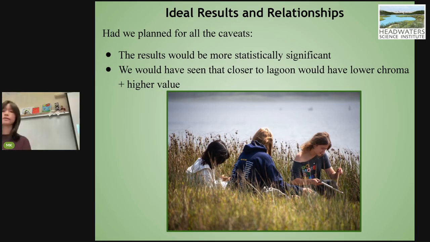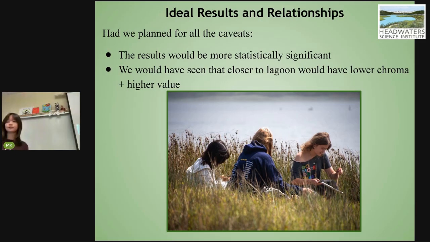Okay, so for our ideal results, had we planned for all the caveats, our results would have been more statistically significant. And in our graph, we would have seen steeper slopes, and overall we would have seen a bigger variety and difference in our results. Also, we would have seen that closest to the lagoon would have had a lower chroma, which means the color would have been more dull, and a higher value, so the soil would have been lighter. And conversely, we would have seen that further away from the lagoon, there would have been a lower value, which would have been darker soil, and a higher chroma number for a more saturated color.